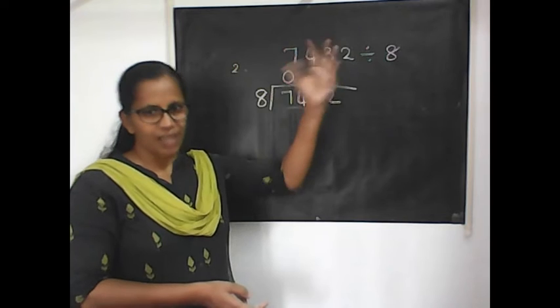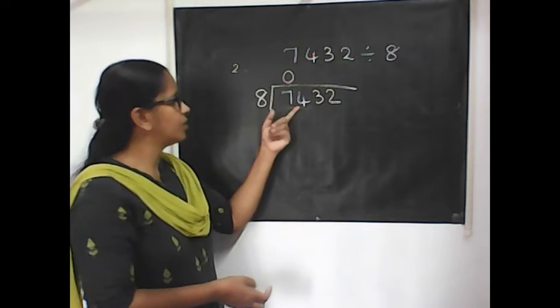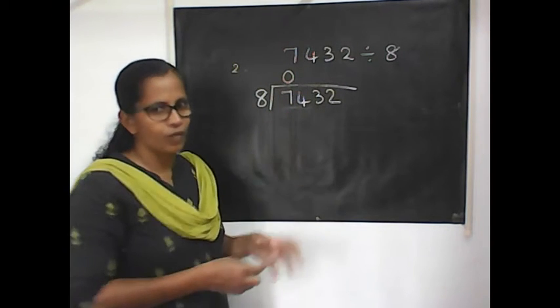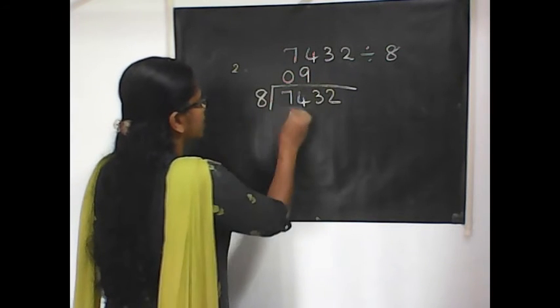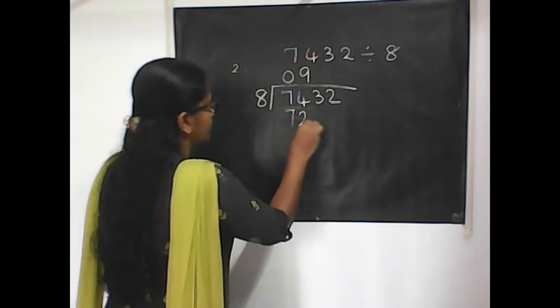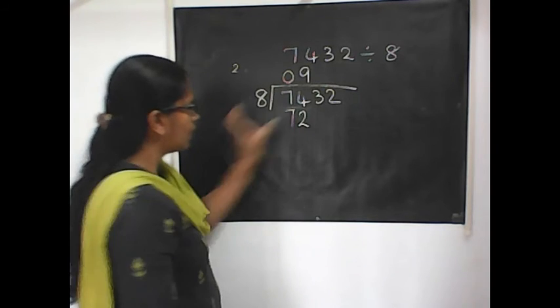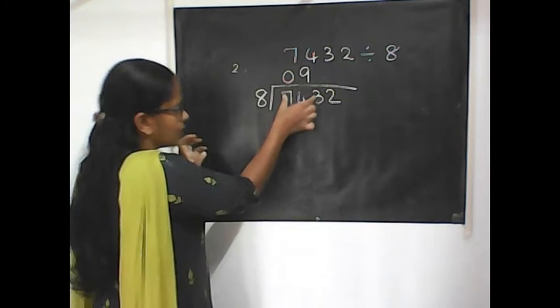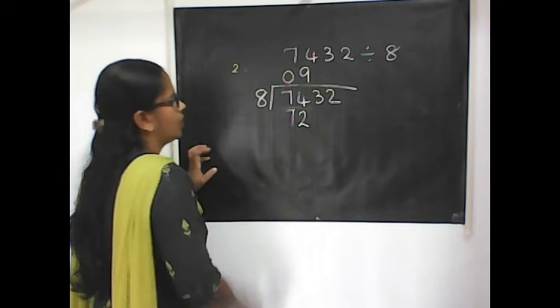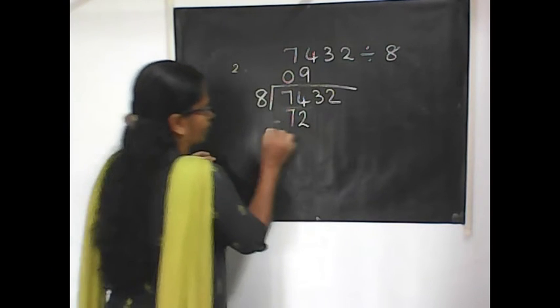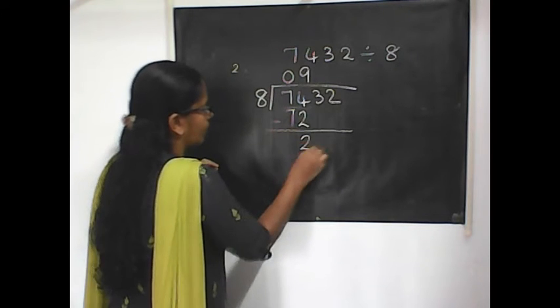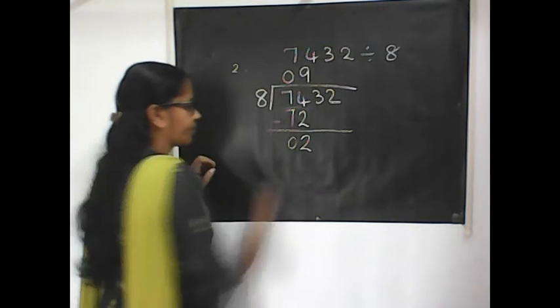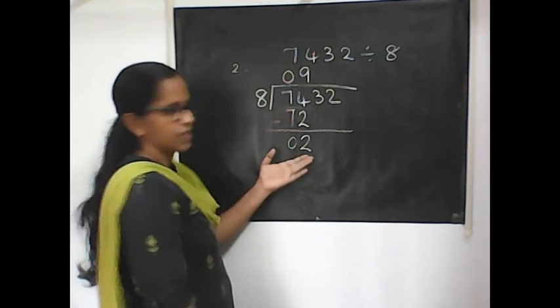If you take 9 times, 72 toffees will be over. So 9 into 8 is 72. Okay, write 72. Since we considered 74, just below 74 write the 72. Next step, subtraction. Do subtraction. 4 minus 2, 2. 7 minus 7, 0. Okay, so that means 2 itself.